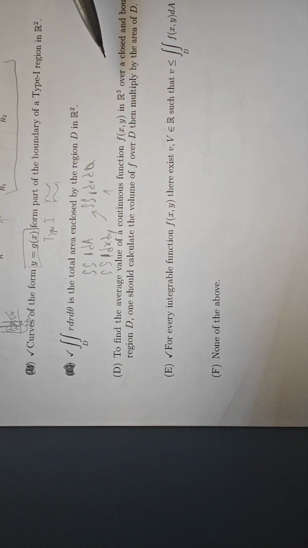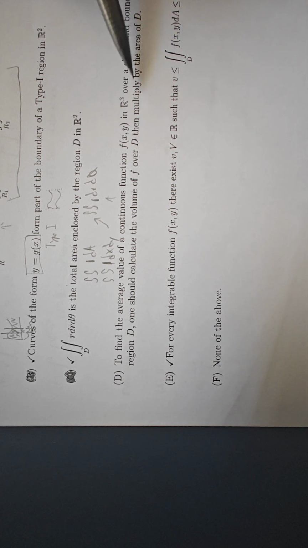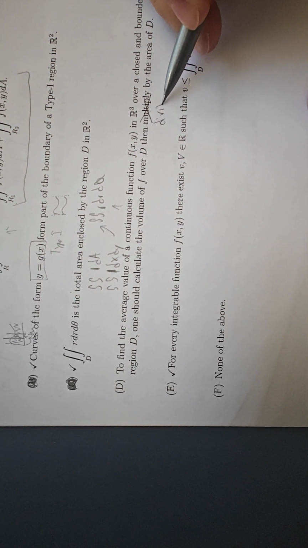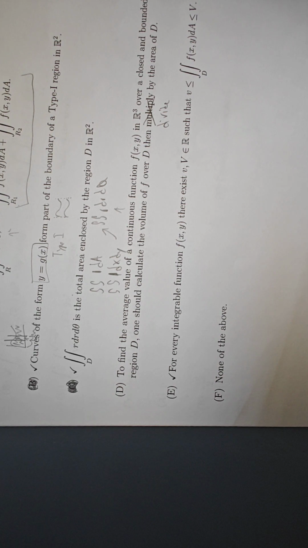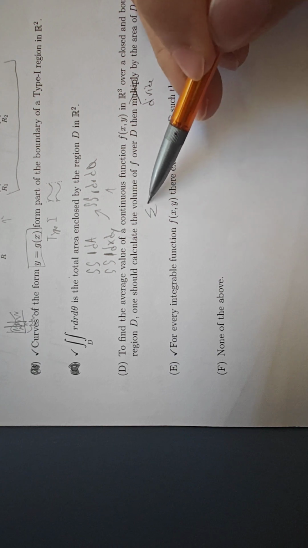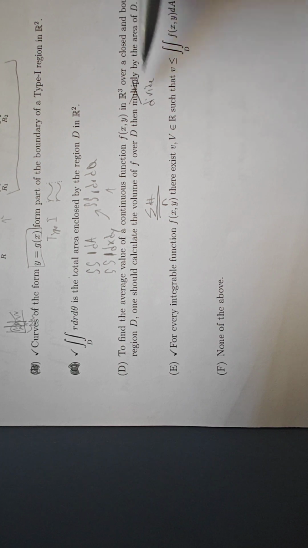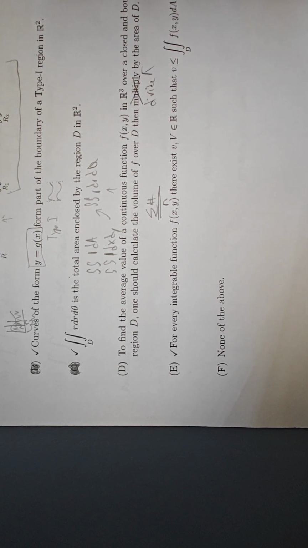The last one here, D: to find the average value of a continuous function f of x y in R3 over a closed and bounded region D, one should calculate the volume of f over D, then multiply by the area of D. This one is almost right. The way you actually have to do this is you have to divide by the area of D. If you want to find the average value, like let's pretend you're just wanting to find the average, you would add up all your numbers and then divide by the number of numbers, right? You wouldn't multiply. The same logic works exactly the same over here.